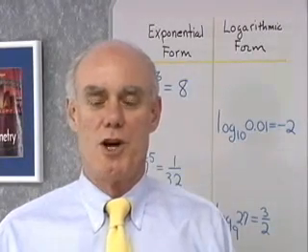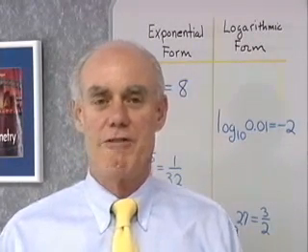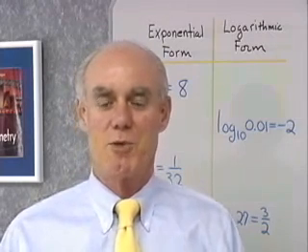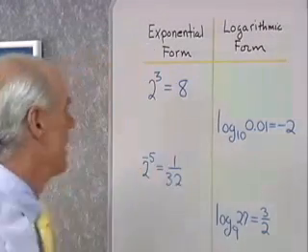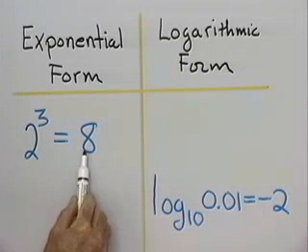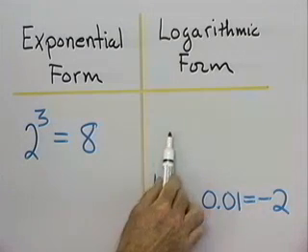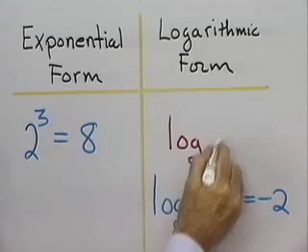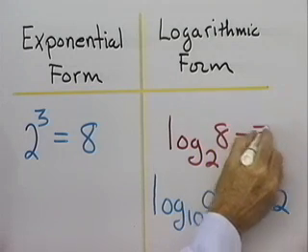We want to start our work with logarithms here, and logarithms really are just a fancy way to write exponents. Let's look at the correspondence between logarithmic form and exponential form. Here in exponential form, I have this true statement, 2 to the third power is equal to 8. If I write that in logarithmic form, what I get is log base 2 of 8 is equal to 3.